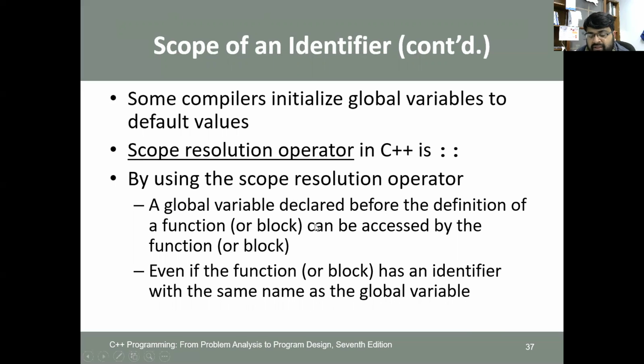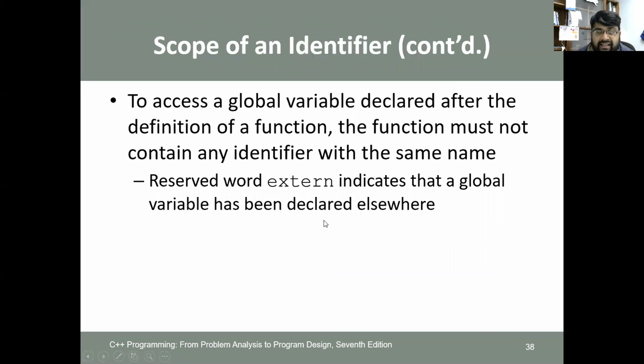So even if you want to access a global variable that has been declared before the definition of the function, you can access it inside the function using the scope operator. Even if the function or the block has an identifier with the same name as a global variable, still using this operator you can access the global variable. We have discussed this variable a lot in the class.